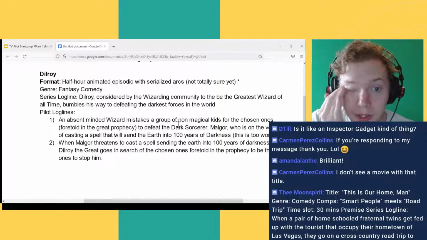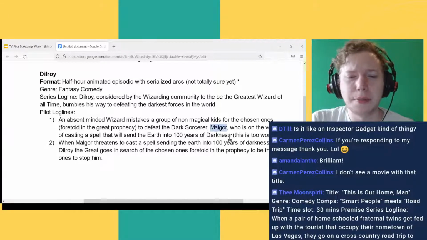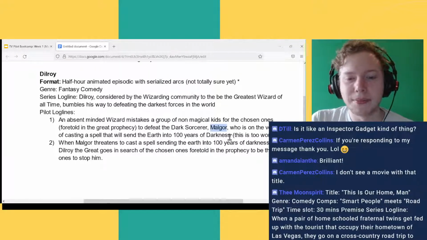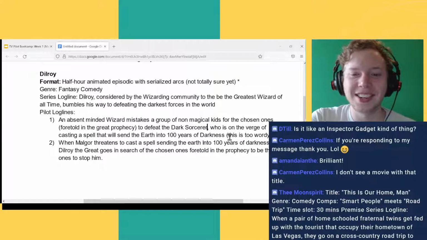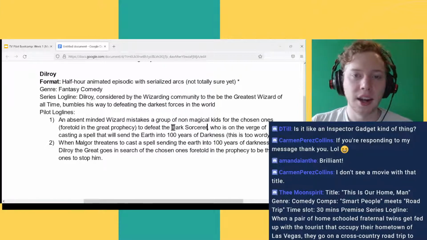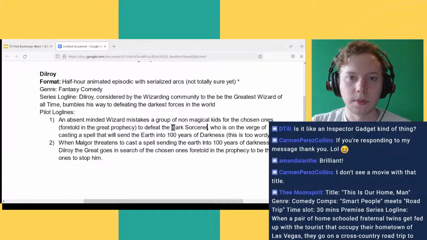And let me look at the pilot loglines. So: an absent-minded wizard mistakes a group of non-magical kids for the chosen ones to defeat the Dark Sorcerer Malgor. I would just cut the names. First of all, because we're not going to remember what the names are. And second, because this is just sort of Dark Lord 101 naming. I think you're intentionally angling this towards the conventions and clichés of the genre, right? Yeah, and a teen-plus kind of audience, so you can even go more intense on the archetypes with the younger audience.